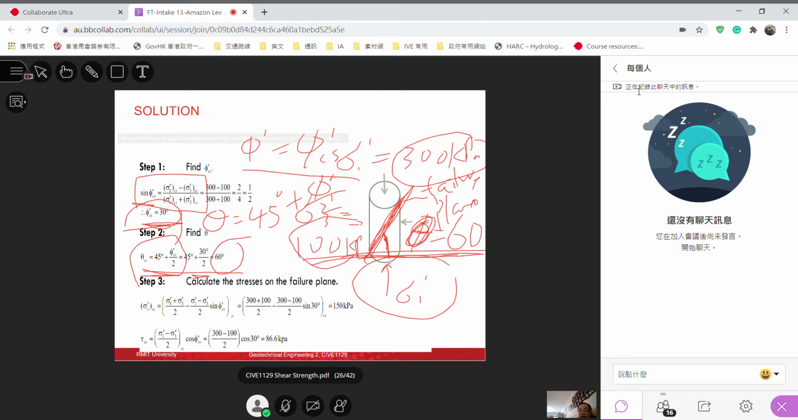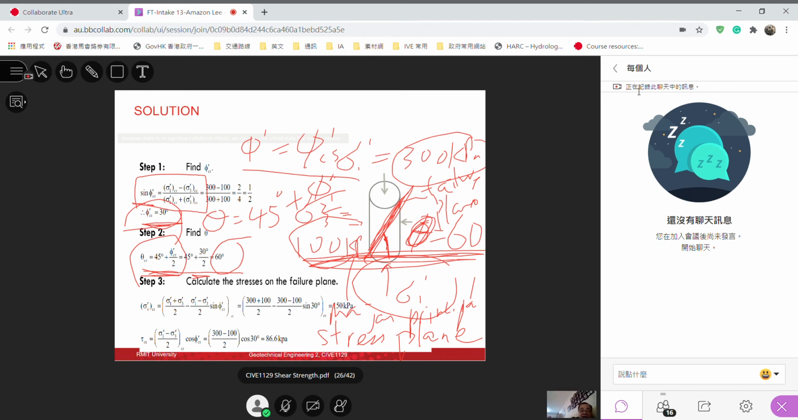This horizontal is also called the pole, the major principal stress plane. So the major principal stress plane is 60 degrees by this equation.